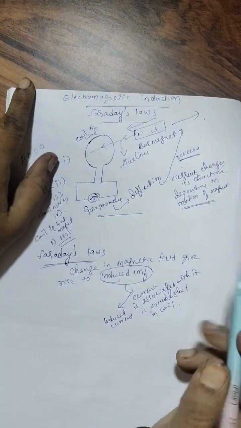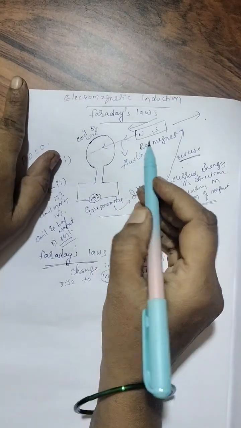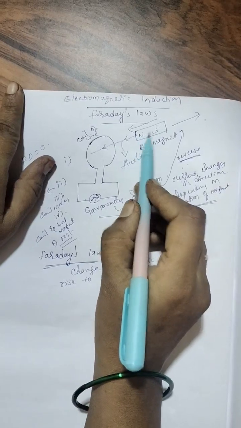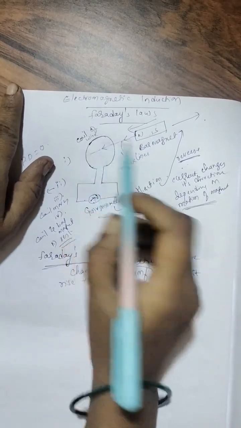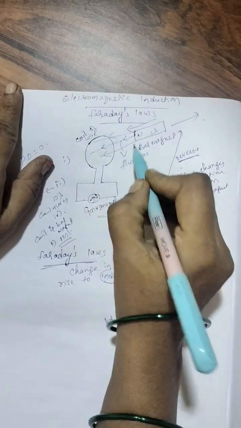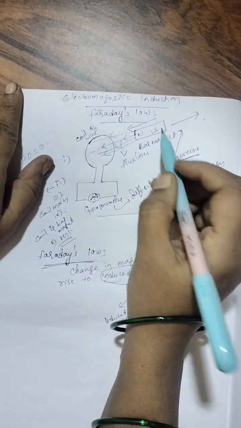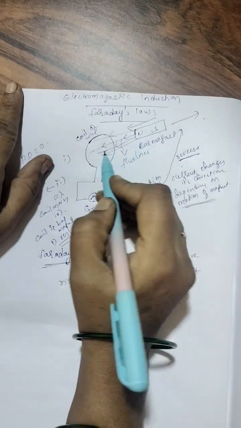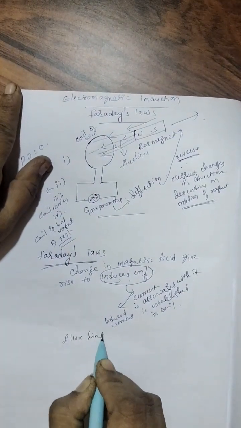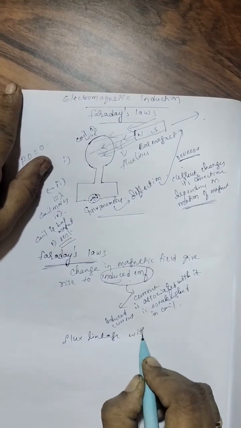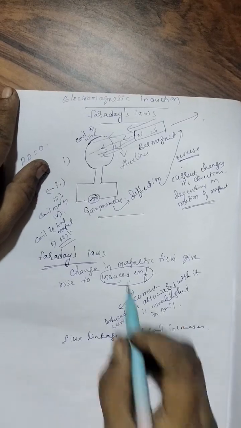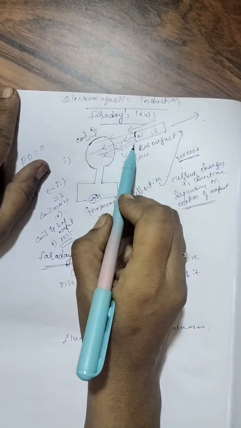So now here, what is happening? As the magnet is approaching towards the coil, it means the magnetic flux lines are linking with the coil, no? When the magnet is moving towards the coil, it means the flux linkage with the coil increases. Can we say? Yes, we can say. The flux linkage with the coil increases.